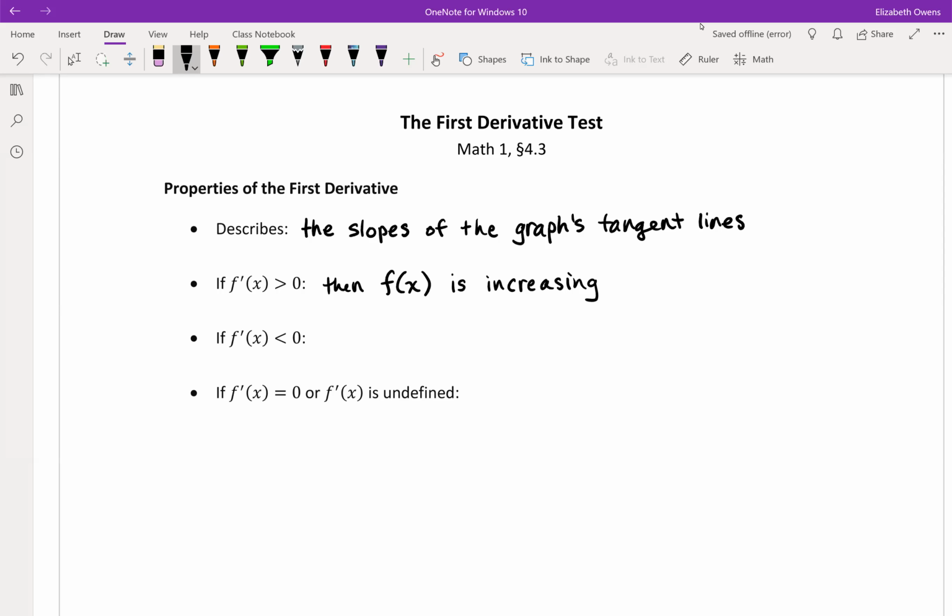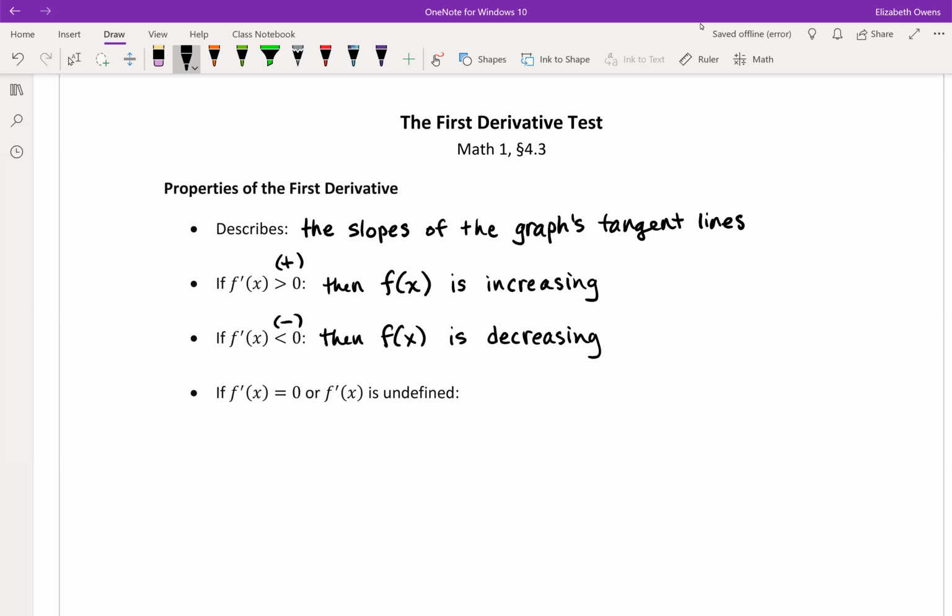And to contrast with that, the other way around, if our derivative is negative, so if we have a negative tangent line slope, that shows a decrease in our function. So this indicates that f of x is decreasing. Okay, so positive slope, increase, negative slope, decrease.